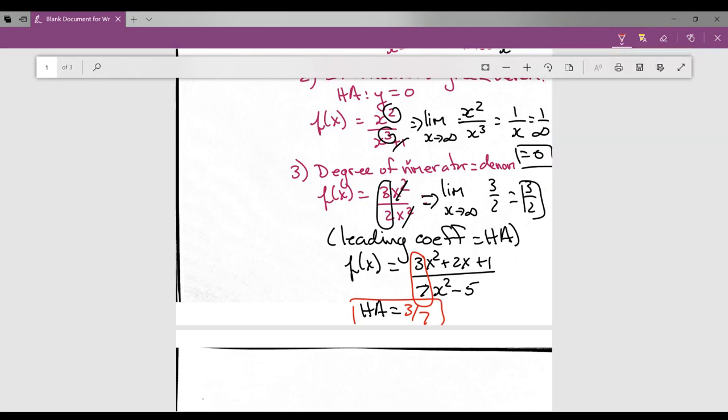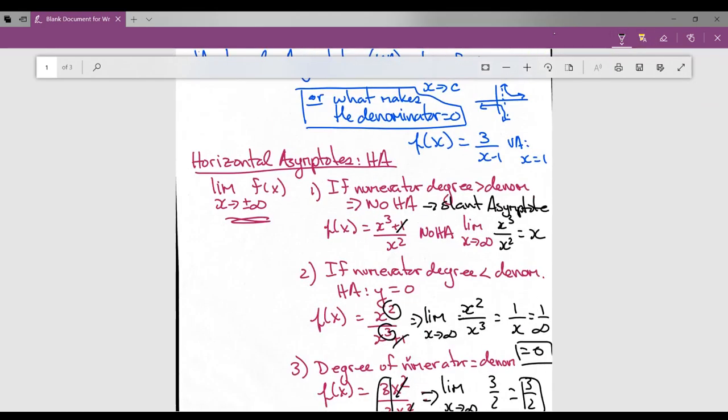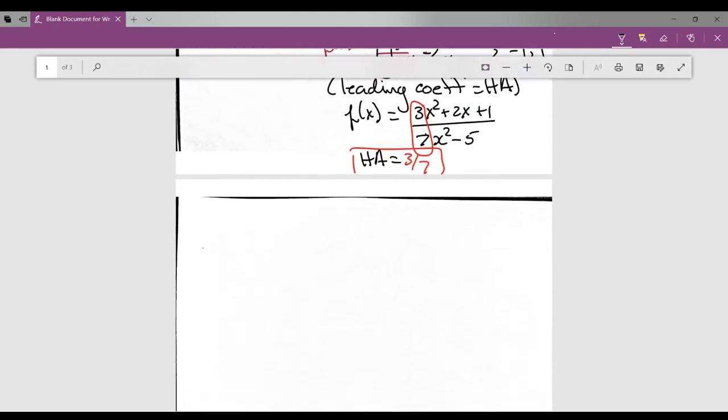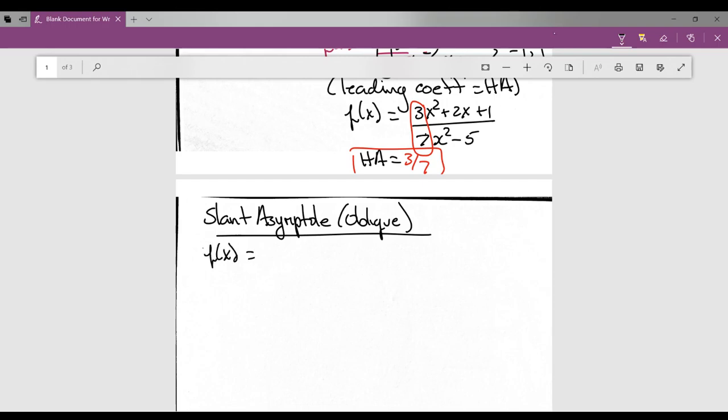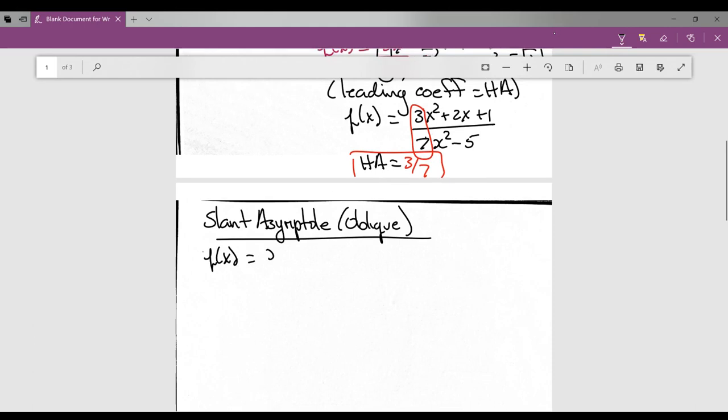So we mentioned up here that you had a slant asymptote if the numerator was greater than the denominator. Well, how do you find your slant asymptote? Sometimes called an oblique. So we'll use this term x squared minus x. Sorry, that looks pretty ugly. Over x plus 1.